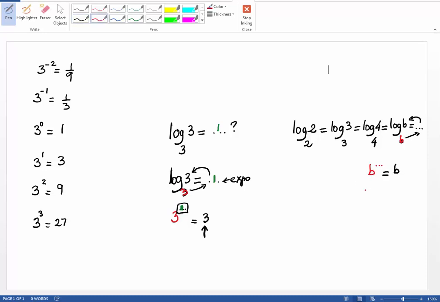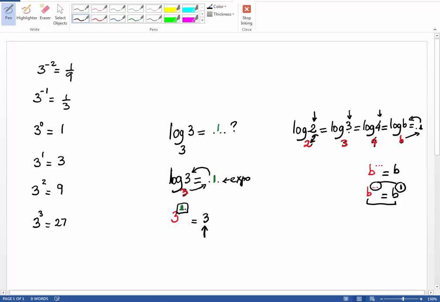Now let's see. b to my mystery power is supposed to be equal to b, which is b to the first. So when the bases are the same, then the exponents should match. So that should be an answer of 1, no matter what you have as the base, whether it's base 2, 3, 4. As long as what you have inside is the same value as the base, then you would always get a 1 as an answer.